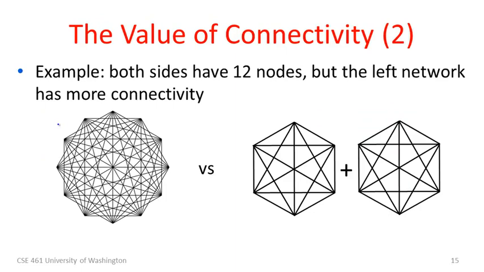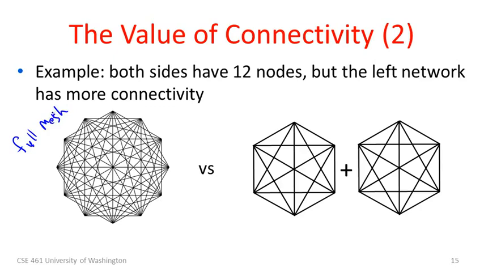Here's an example. In both cases, the picture on the left and the picture on the right show networks in which there are 12 nodes. But the left network has much richer connectivity, so it's more valuable in some sense. On the left side, you can see the structure here. Every node in this 12-node network is connected to every other node. That is called a structure called a full mesh. It shows the possible connectivity. On the right-hand side, we have 2 full meshes of 6 nodes each.